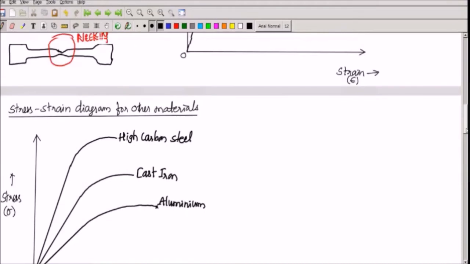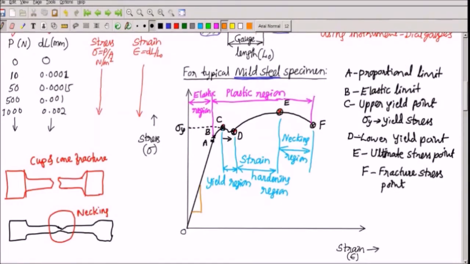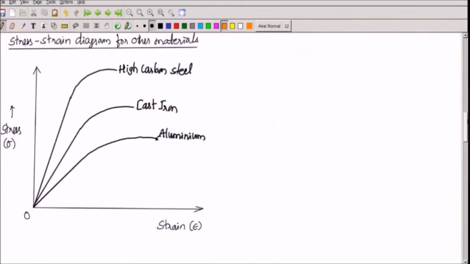Here in the previous diagram for mild steel, if I measure the slope here, we will get Young's modulus or modulus of elasticity. So for steel, we can measure it from this diagram. For aluminium, we can measure it here. Cast iron Young's modulus here. We can measure the high carbon steel Young's modulus here. So I'll just write it as E HCS, high carbon steel. This is E cast iron, CI. This is E aluminium.